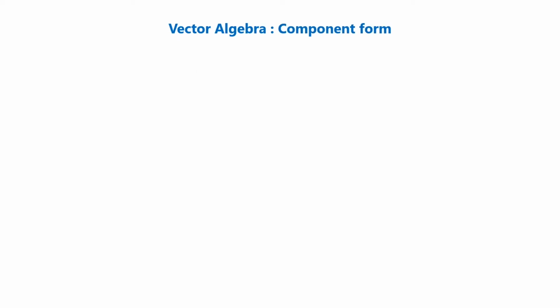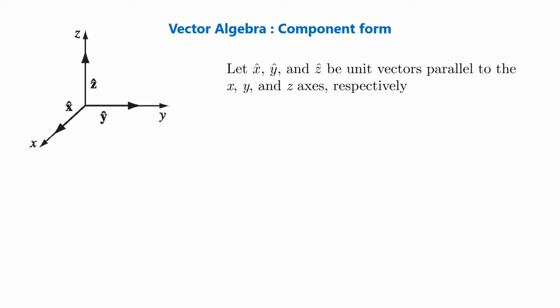Let's now discuss the vector algebra in the component form. Let us assume that x hat, y hat and z hat are unit vectors parallel to the x, y and z axis respectively.